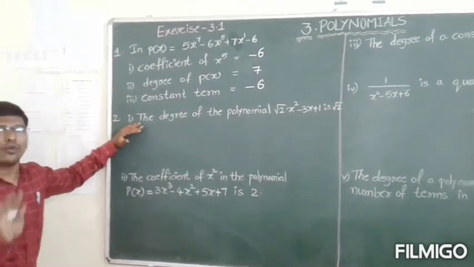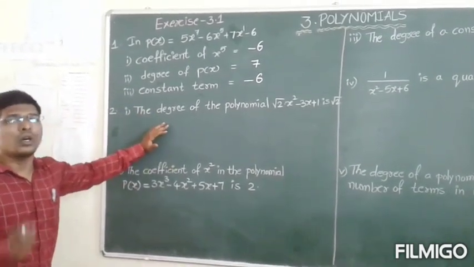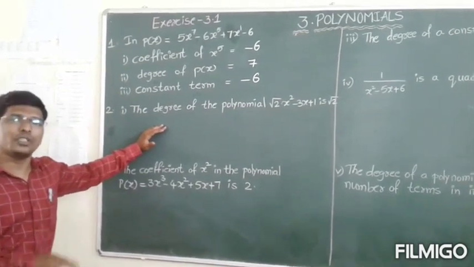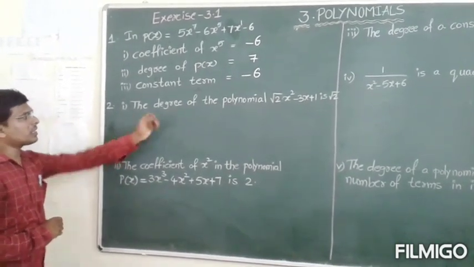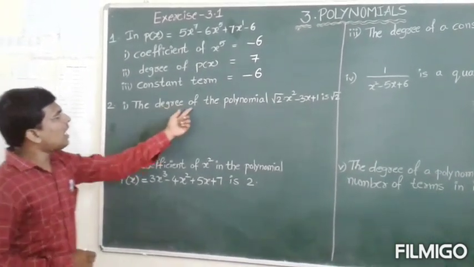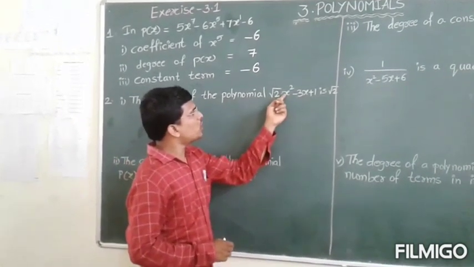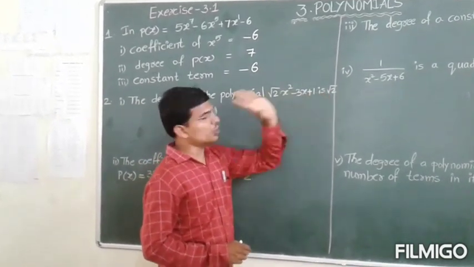Here he has given 5 statements. We have to identify whether those given statements are true or false. If it is true, give a reason. If it is false, also give a reason. So what is the first statement? The degree of the polynomial root 2 into x square minus 3x plus 1 is root 2.